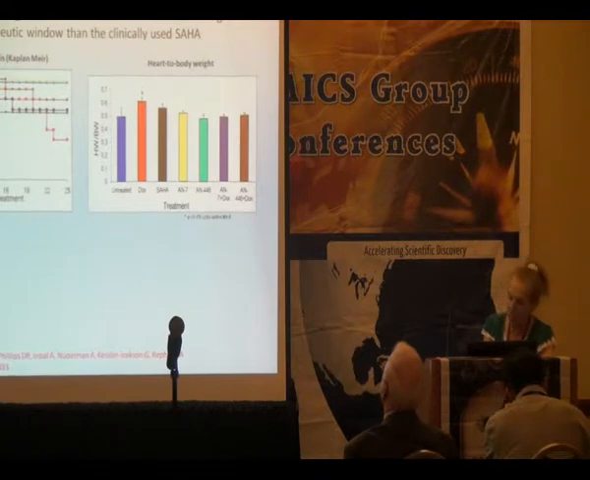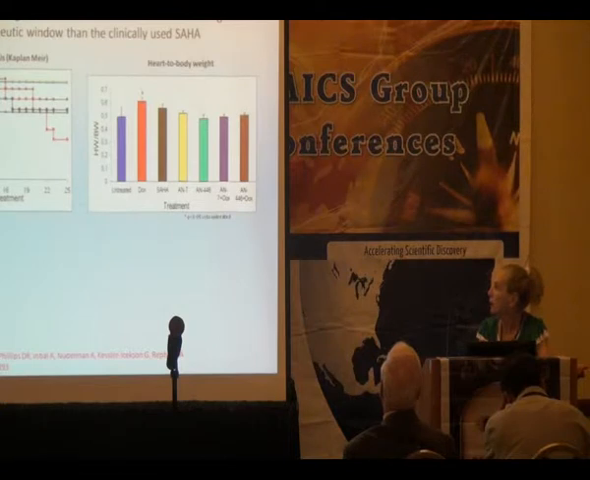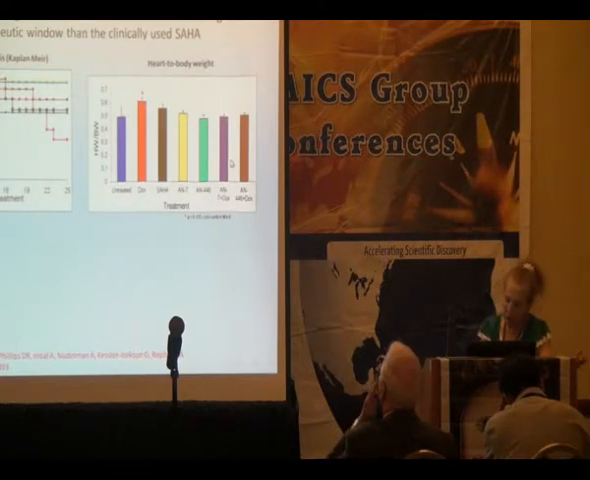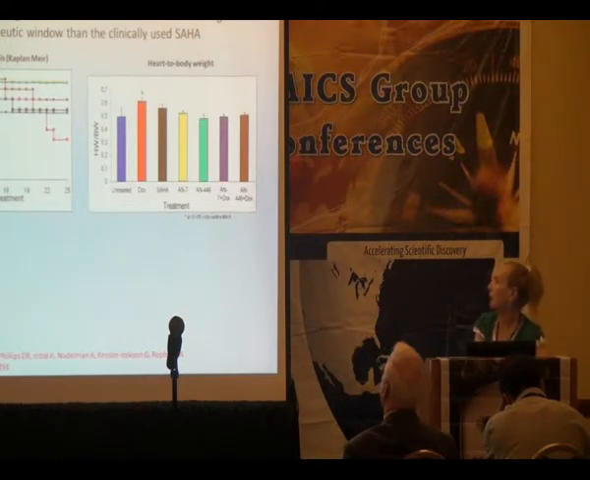And when we looked at the ratio of the heart weight to the body weight, which if it increases, indicates cardiotoxicity, we see that the doxorubicin increased the ratio, whereas the combination of our prodrug with doxorubicin abrogated this cardiotoxicity. And in the paper that you see here, we describe it in detail in a different model of mice.